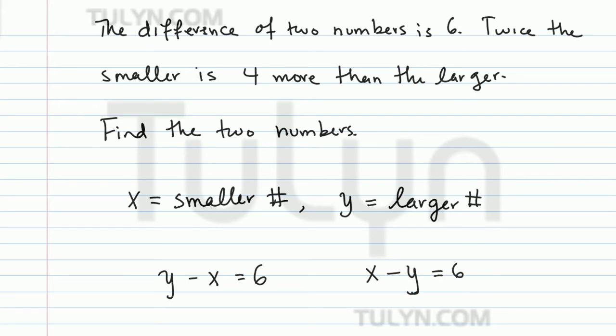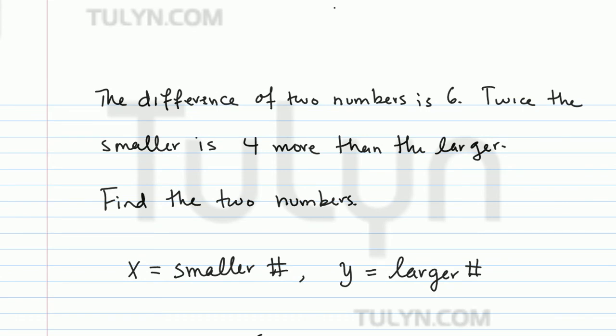But since the difference is positive, then we have to subtract the smaller number from the larger number to get 6. Right? So remember, if you're doing larger, smaller, and you're taking a difference, the larger number is always first. So we've got our first equation, and our second equation comes from the sentence, twice the smaller is 4 more than the larger.